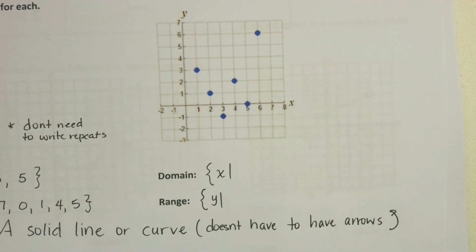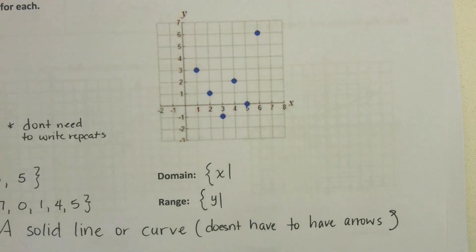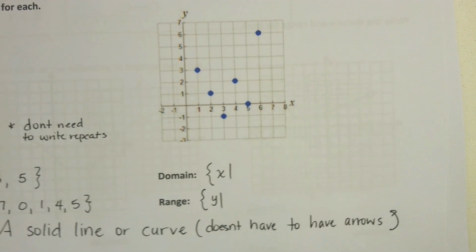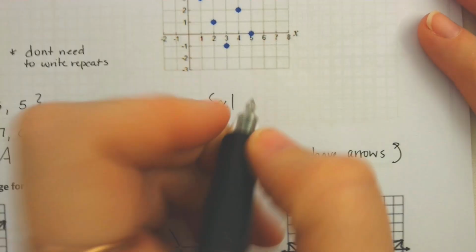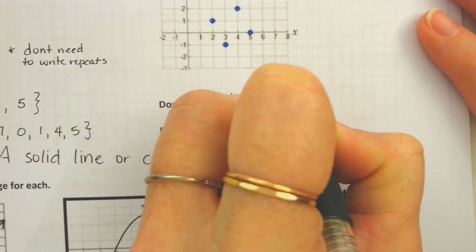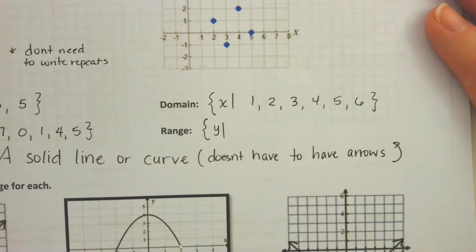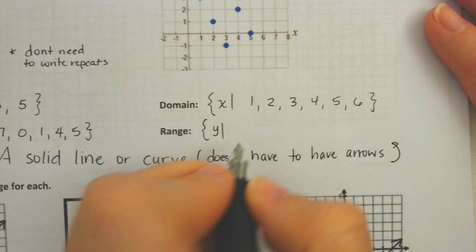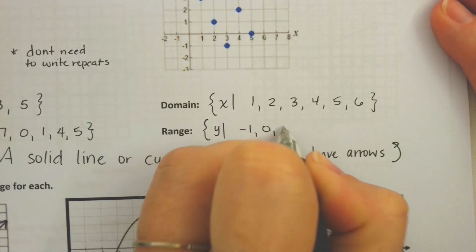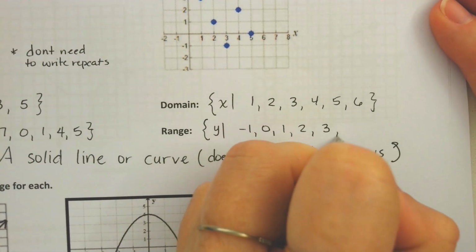Beautiful, good. No one forgot their X. Good job. Usually I feel like people always start dropping off that X. Very nice. The domain is 2, 3, 4, 5, 6. Our range would be -1, 0, 1, 2, 3, 6.